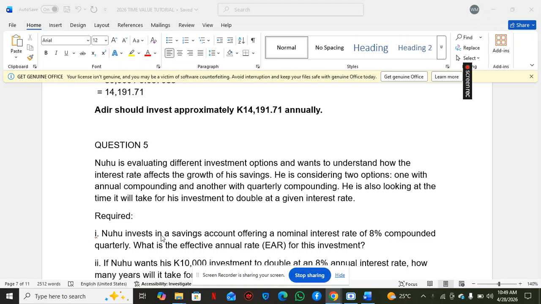Required: Nuhu invests in a savings account offering a nominal interest rate of 8% compounded quarterly. What is the effective annual rate for this investment? Since the interest rate is being compounded quarterly, the 8% is spread out through the year. So the effective annual interest rate just converts this quarterly compounding into an annual compound. It gives you your total interest for the year.